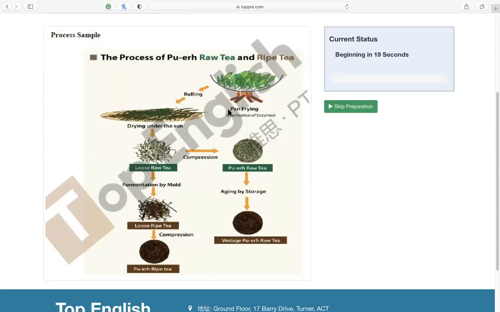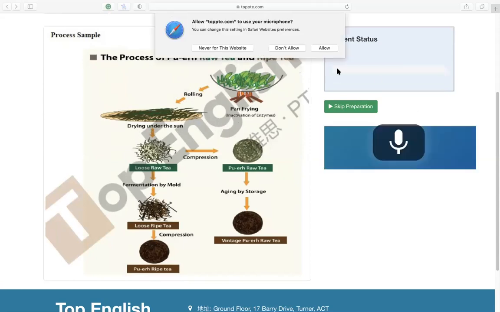All you have to do is read what's written here and you have to say that it's a process cycle. Don't worry if this is too hard to read. Just say this is a process cycle of raw tea and ripe tea. I can see different arrows. I can see pan frying. I can see rolling. I can see drying under the sun. So say like this.